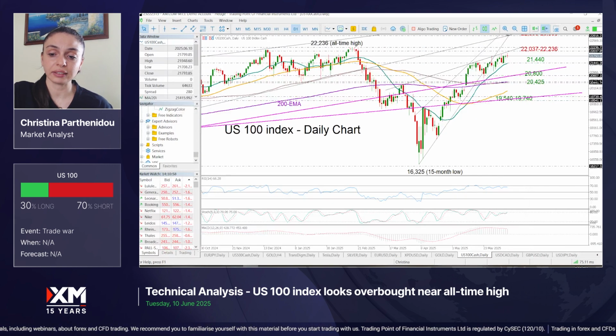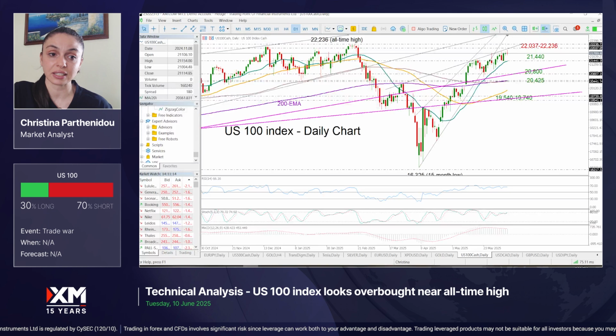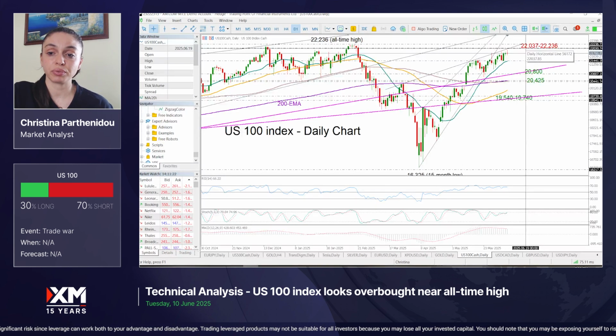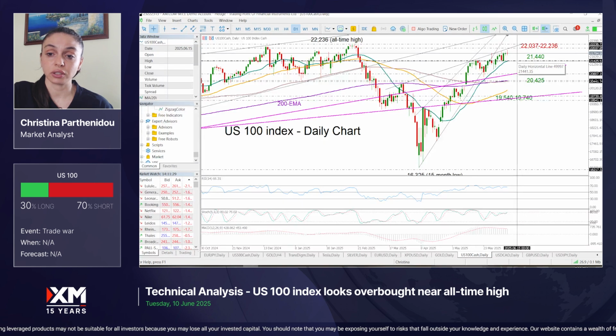However, if we look at the technical indicators, we can say that the price is trading within an overbought zone. We can see the RSI and the stochastic oscillators hovering near their overbought levels. So that's a warning that perhaps upside pressures might be limited in the short term. So if the price holds near the 22,000 psychological mark, perhaps we may see a reversal and a retest of the 20-day exponential moving average at 21,440.